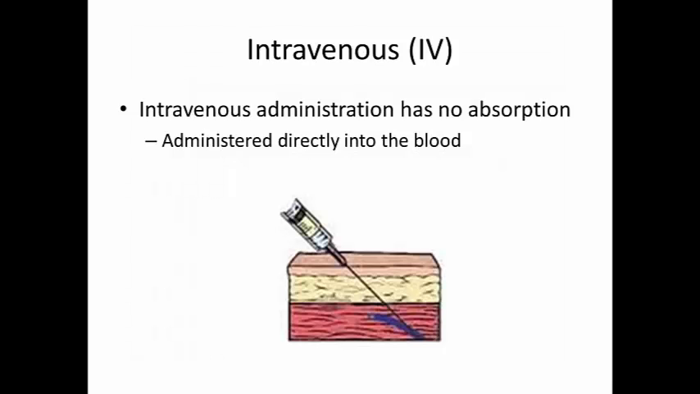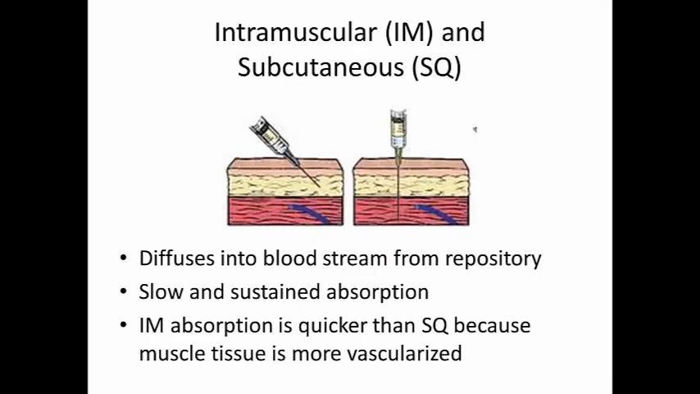Anything administered intravenously does not need to be absorbed because it is immediately present in the bloodstream. This is the quickest way to administer a drug. Administering a drug IV also ensures that the exact dose will be present in the blood. When a drug is administered IM or sub-Q, it must diffuse from the site of injection in the tissue into the bloodstream. Typically, these forms of administration create a slow and sustained absorption process. IM injections are absorbed into the blood more quickly than sub-Q injections because muscle tissue is more vascularized.